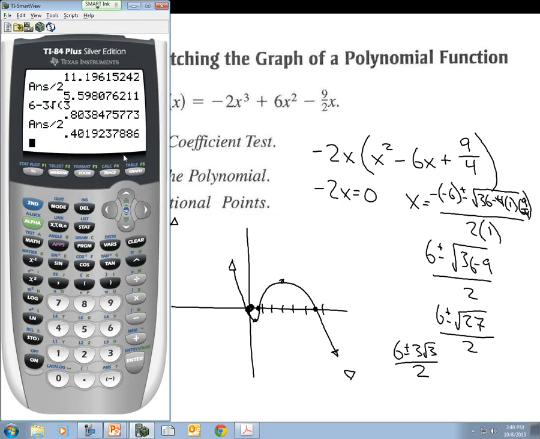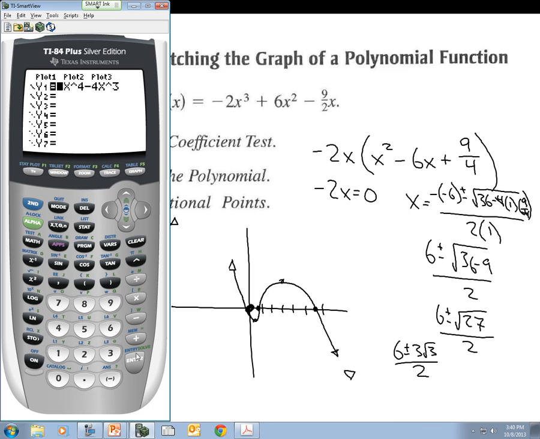Let's go ahead and plot this thing. Y equals negative 2x cubed plus 6x squared minus, I'm going to just put it in as a decimal for time, minus 4.5x. And we'll go ahead and graph it. Well, I've already got a nice box zoom in there. And let's see if I made a mistake on here. I certainly may have. So it looks like we just have 1 right here, so this should be a double up right here. So I must have made a mistake.